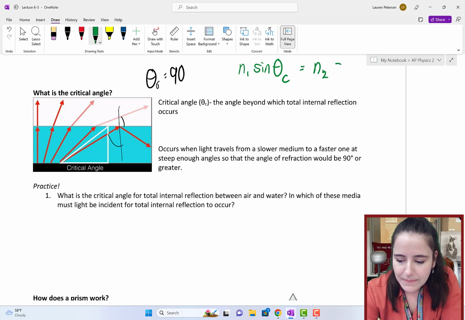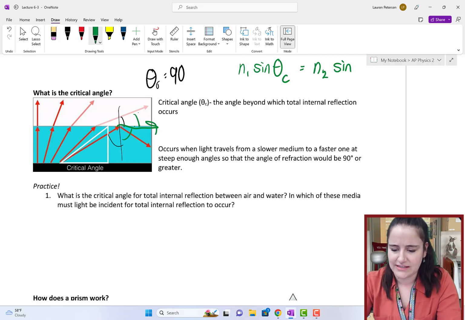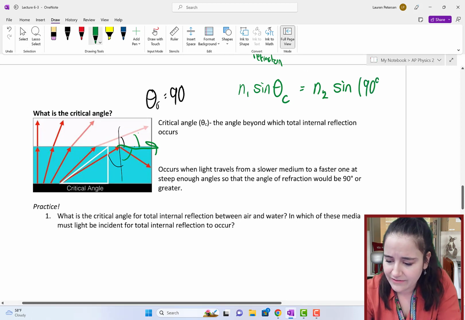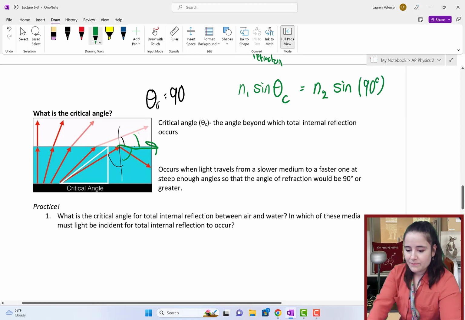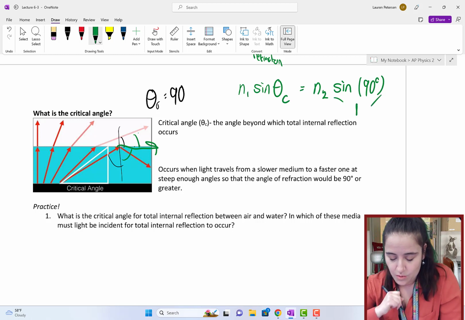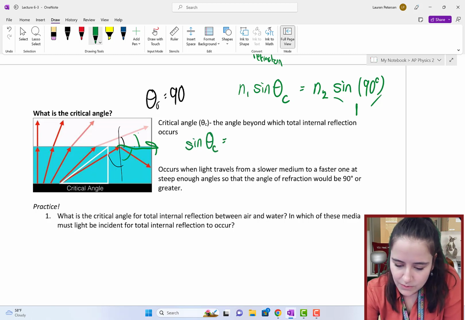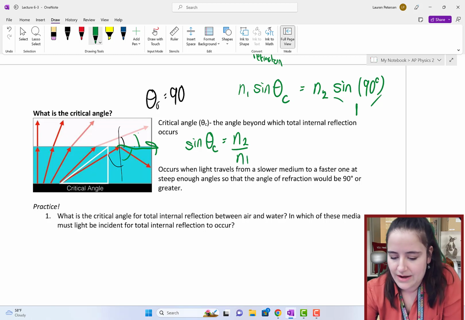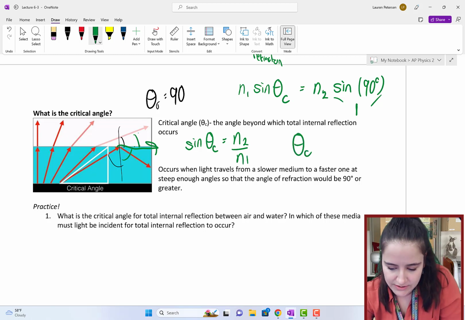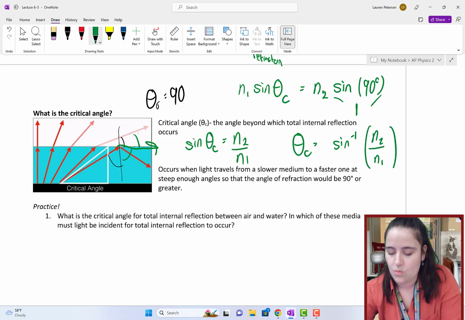That will happen when the angle of refraction approaches 90 degrees, because then it would just be refracted along the surface, and that just doesn't make sense. So n2 times the sine of 90 degrees. The sine of 90 degrees is 1, which is super convenient. So we get that sine of that angle equals n2 over n1. If we want to find just that critical angle, it will be the inverse sine of n2 over n1.